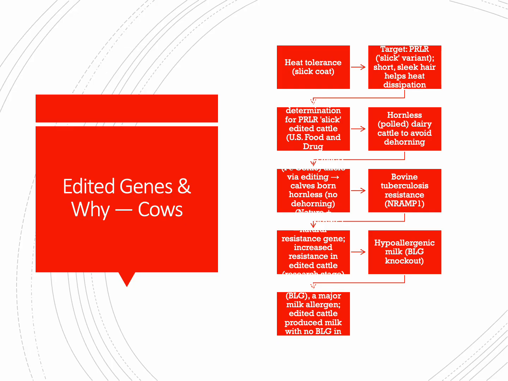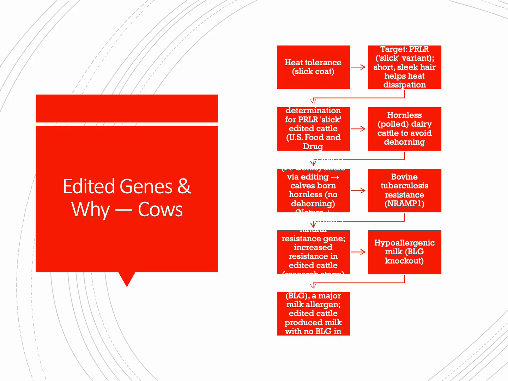The first one I would like to talk about is heat tolerance, or the slick coat. The target of this is the PRLR, also known as the slick variant, which causes short, sleek hair, which helps with heat dispersion, which allows for temperature regulation of the animal. The FDA has also determined that this is a low-risk edit, and it does in fact produce slick edited cattle.